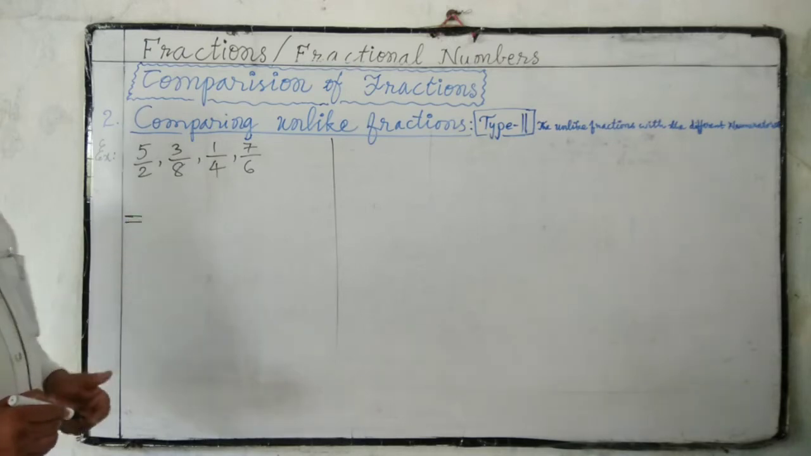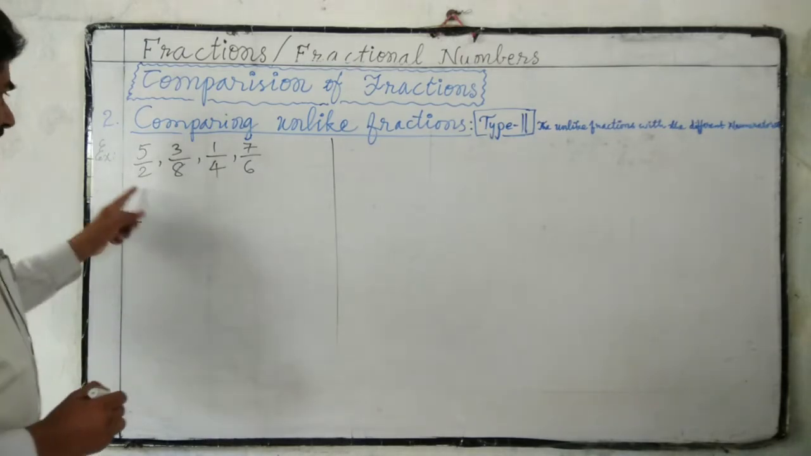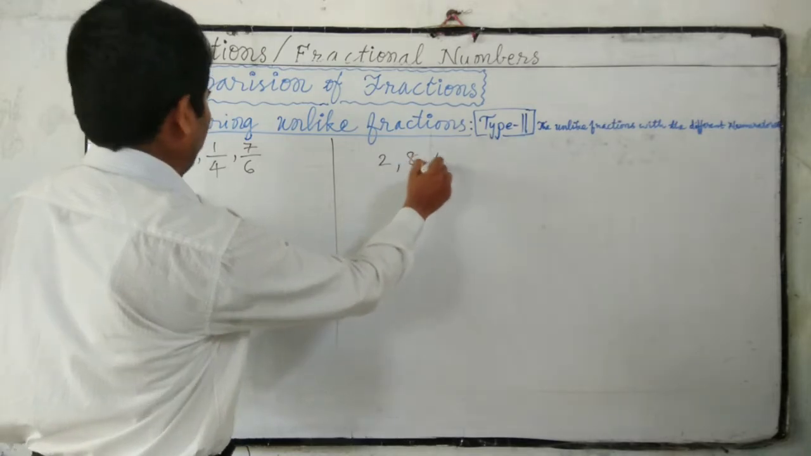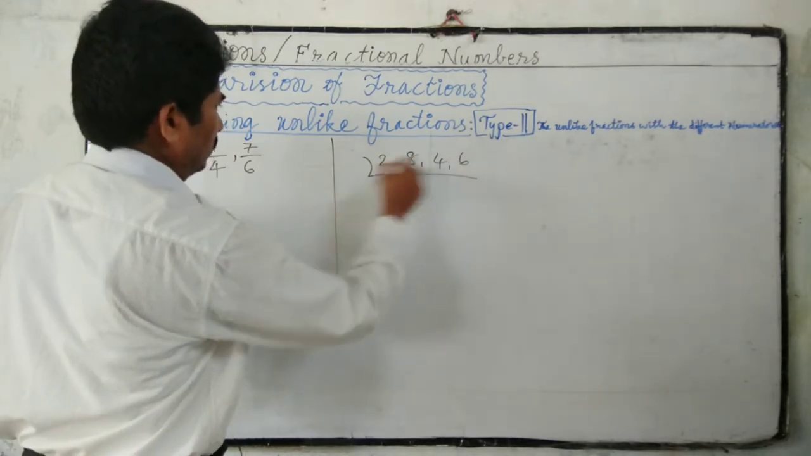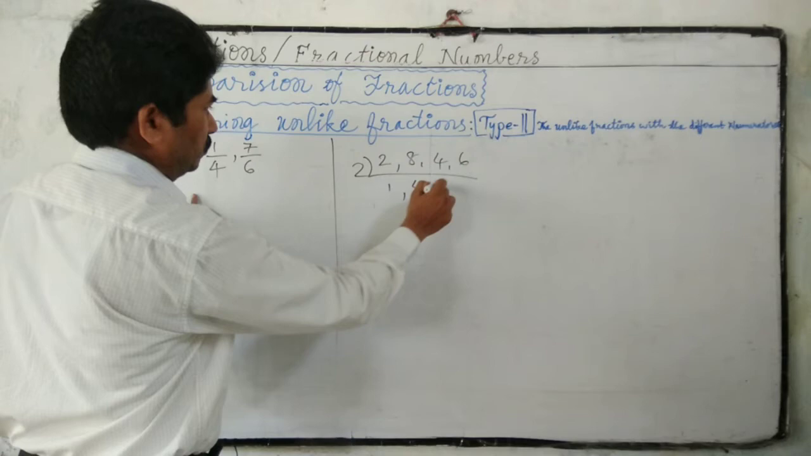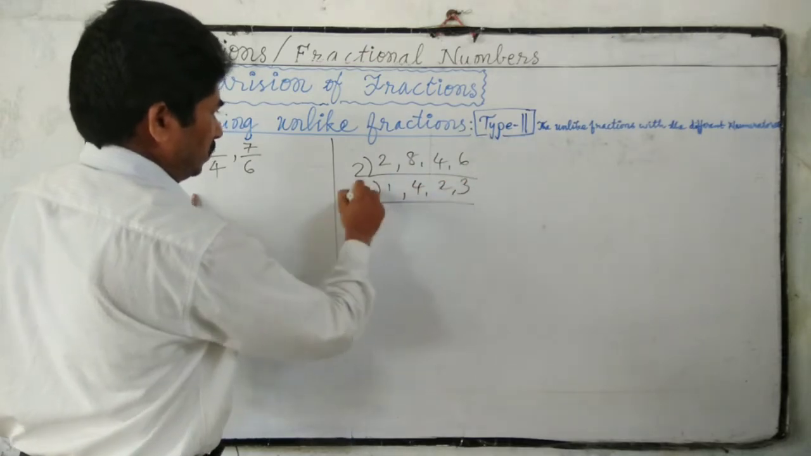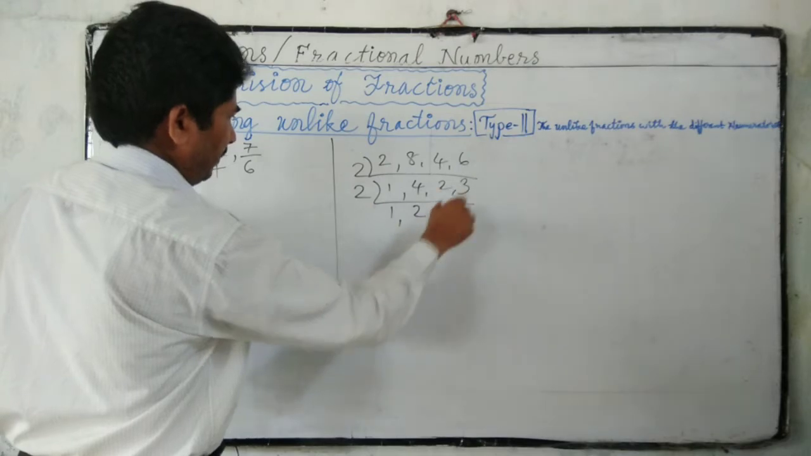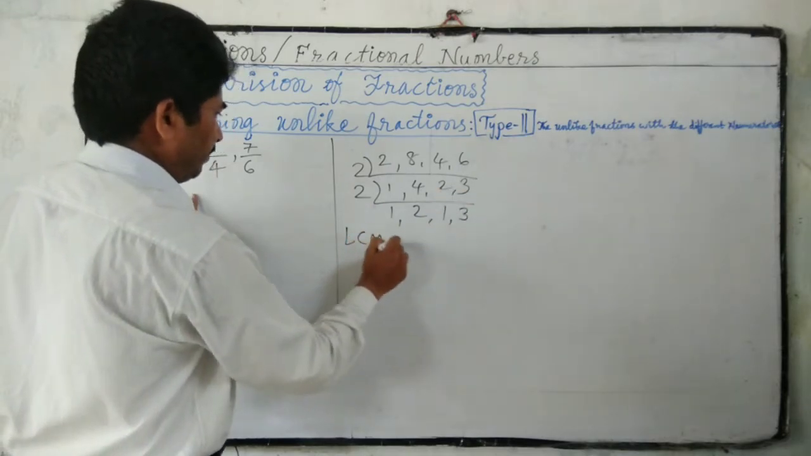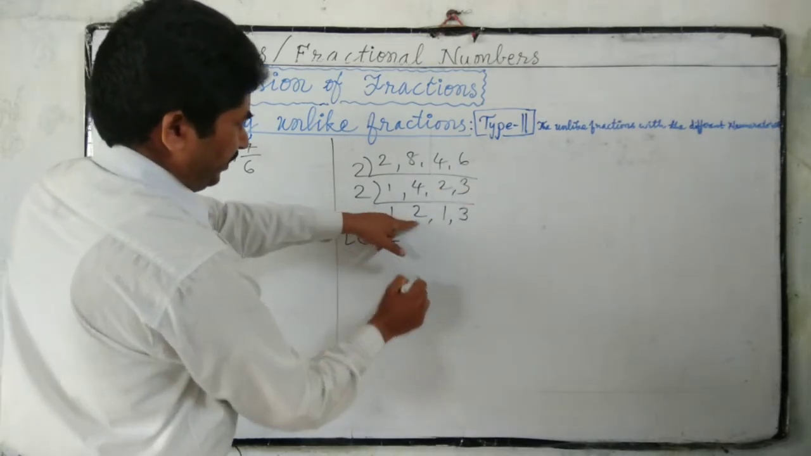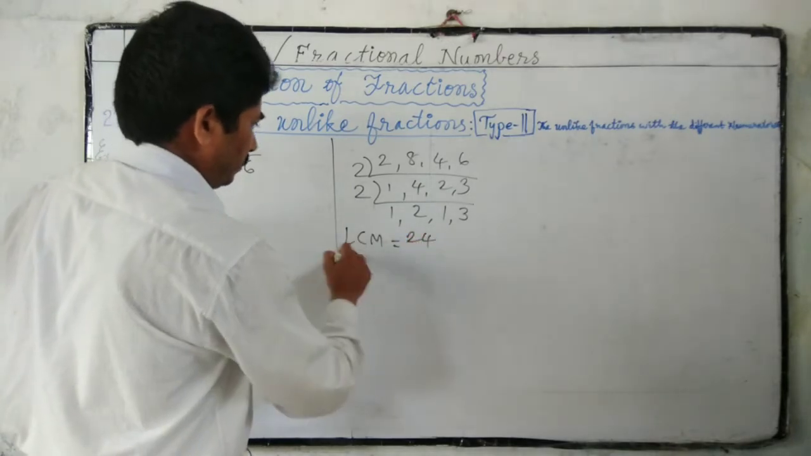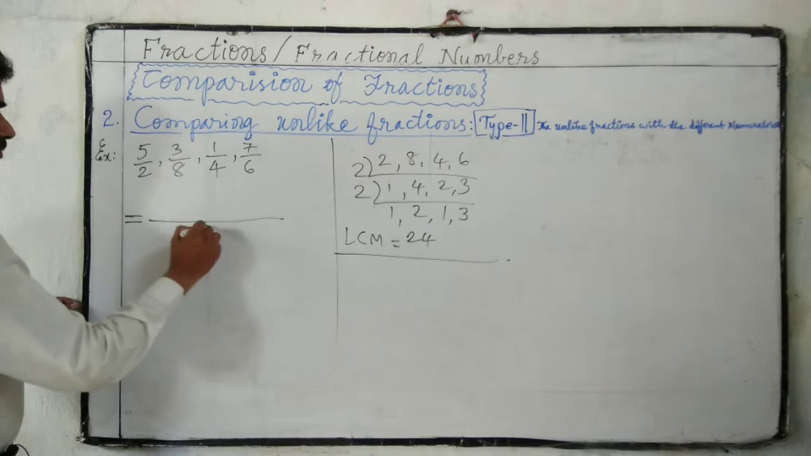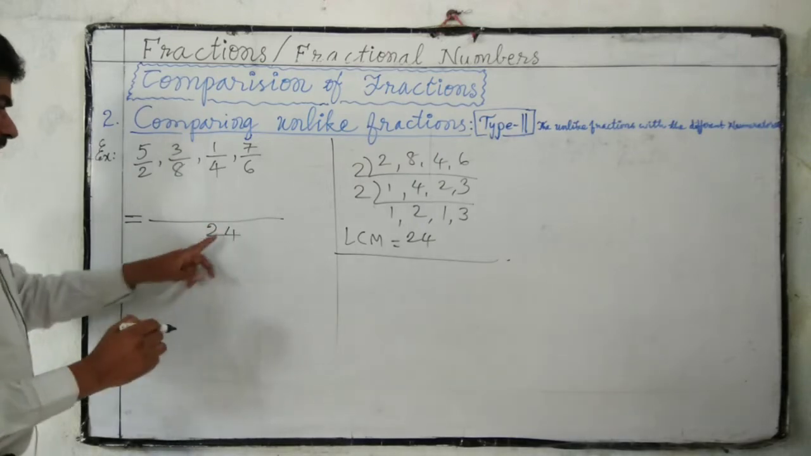To make like fractions, we have to take the LCM of the denominators. 2, 8, 4, 6. 2 1s, 2 4s, 2 2s, 2 3s. 2 2s, 2 1s, 3 bring down. So LCM: 2 to the 4, 4 to the 8, 8 3 is 24. So the LCM of these denominators is 24. Write it as the denominator.